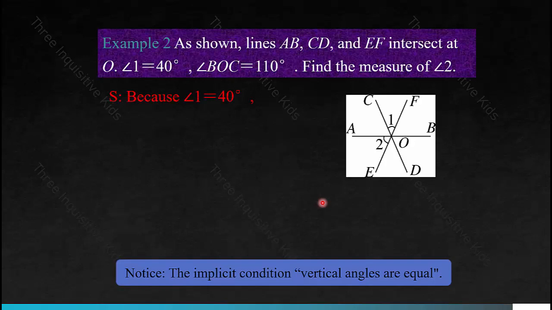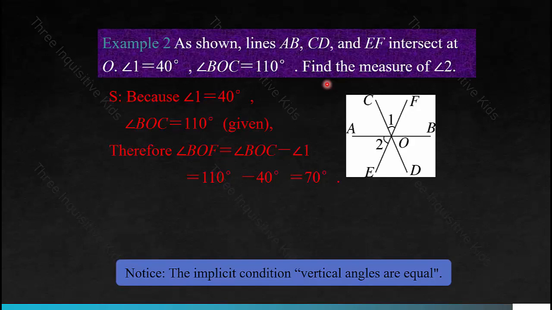Here's a solution. Because we know angle 1 is equal to 40 degrees, and angle BOC is 110 degrees, that's given in the problem. Also, I want you to observe how this solution is set up. We first write S colon because it's a solution, and then each of the steps and reasonings are listed out with commas and parentheses to show the explanation of that step. Therefore, angle BOF is the same as angle BOC minus angle 1. That means it's equal to 70 degrees.